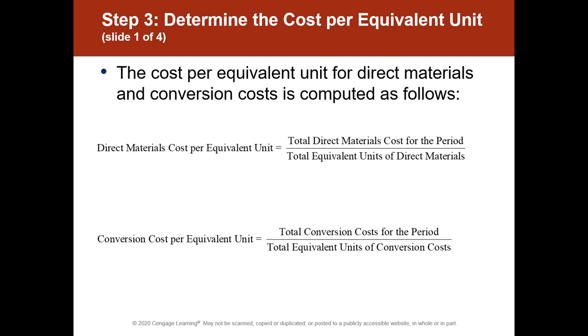We do the same thing for conversion: the total conversion cost for the period divided by the total equivalent units of conversion costs, and that gives us the conversion cost per equivalent unit.